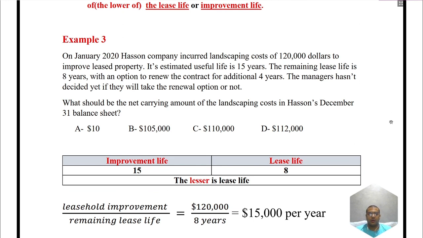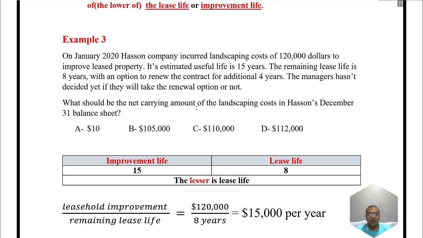In January 2020, Hassan Company incurred a landscaping cost of $120,000 to improve leased property. Its estimated useful life is 15 years. The remaining lease life is 8 years, with an option to renew the contract for an additional 4 years. The managers haven't decided yet if they will take the renewal option or not. So no decision has been made about the renewal option, so it's just distractor information.